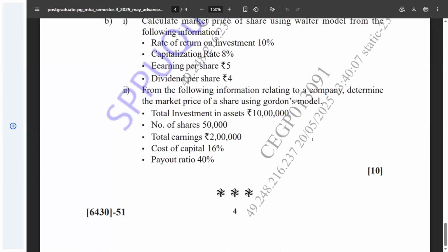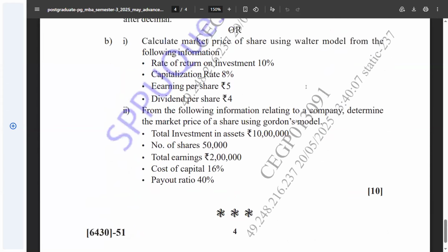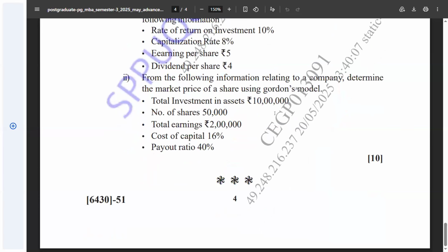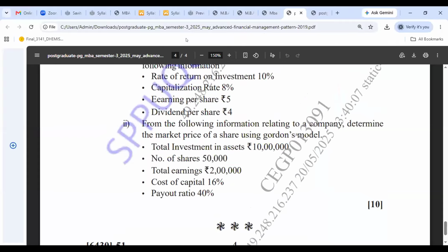The alternative to this is that they are asking the Walter model and they are asking to calculate based on the Gordon model. So unit 5 questions are there. So this was an oral question paper which they have been talking about. When you're thinking about your syllabus, you have a 60-40 split, where 60 marks are for your university examinations and 40 marks for your internal evaluations.